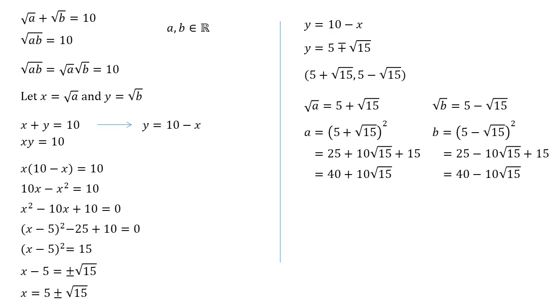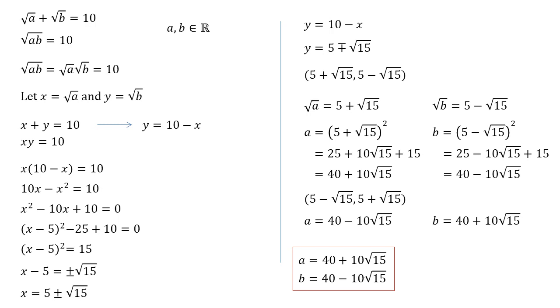Now thinking back to our x and y, we've got another set of answers, which is x is 5 minus root 15 and y is 5 plus root 15. So to convert these back into a and b, we're going to square them, but we know what the squares of these will be. It's going to be our previous answers, but the other way around. So we'll get a is equal to 40 minus 10 root 15 and b is equal to 40 plus 10 root 15. So we've got two sets of answers. We've got a equals 40 plus 10 root 15, b equals 40 minus 10 root 15, and we've got the other way around. A is 40 minus 10 root 15 and b is equal to 40 plus 10 root 15.